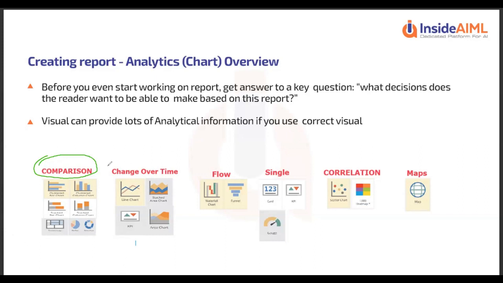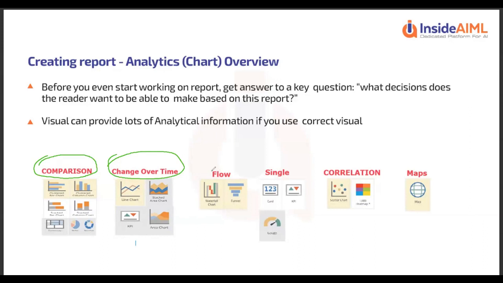Okay. Now next is change over time. That is whenever you want to see any time related data, a time related chart or anything like that. So we create a line chart. We have the stacked area chart, and KPIs are there. We use KPIs for it as well.